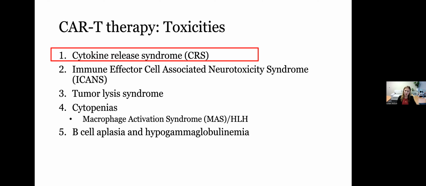B-cell aplasia and hypogammaglobulinemia are more on the later term toxicities, and we're starting to see patients coming back after surviving CAR T and doing very well, with hypogammaglobulinemia and having recurrent infections, as we just discussed about how our innate immune system really needs to be protected. Otherwise, they'll continue to have recurrent infections. And so that is now a significant cause of morbidity and potentially mortality in these patients.